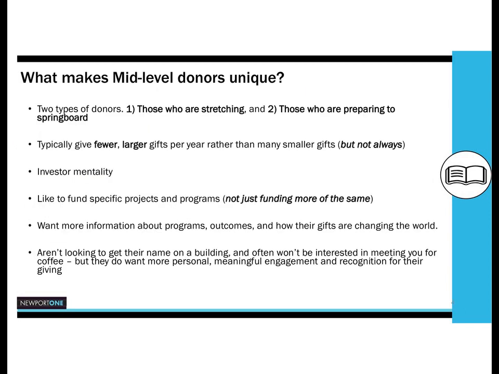So what makes these donors unique and different? Oftentimes there's two types of donors that fit in the mid-level program. There's people who are stretching. So that's a person who maybe has to work really hard to be able to afford that $1,000 gift commitment, if that's, say, the bottom threshold in a mid-level program at your organization. So that $1,000 might be the cap. They may give that every year, but they're not likely to go from $1,000 to $5,000 and $5,000 to $10,000. And then you've got the other group of people who are preparing to springboard.